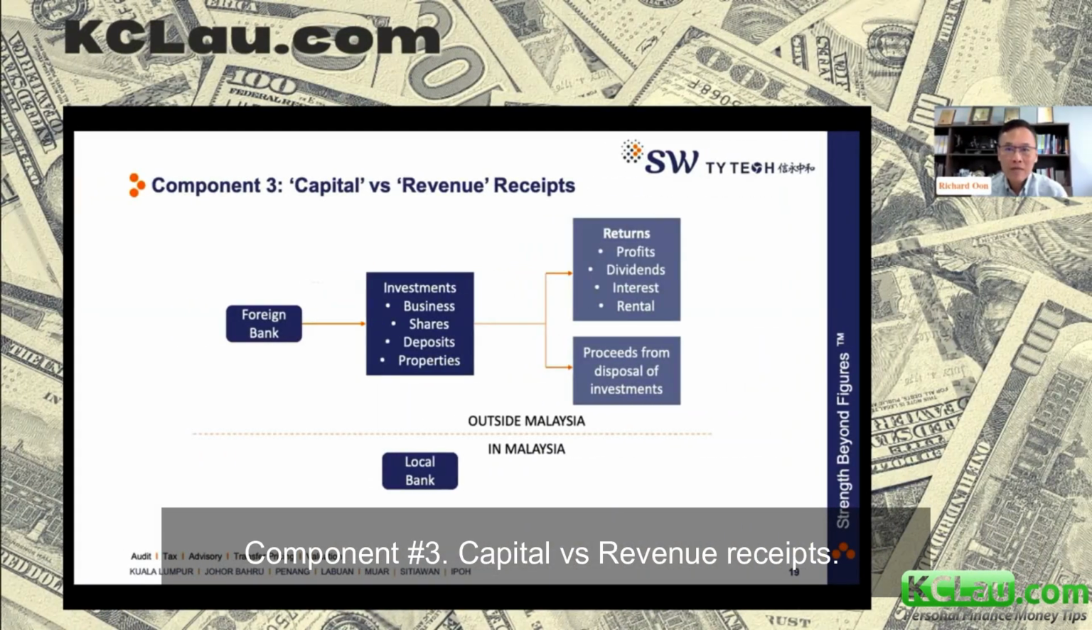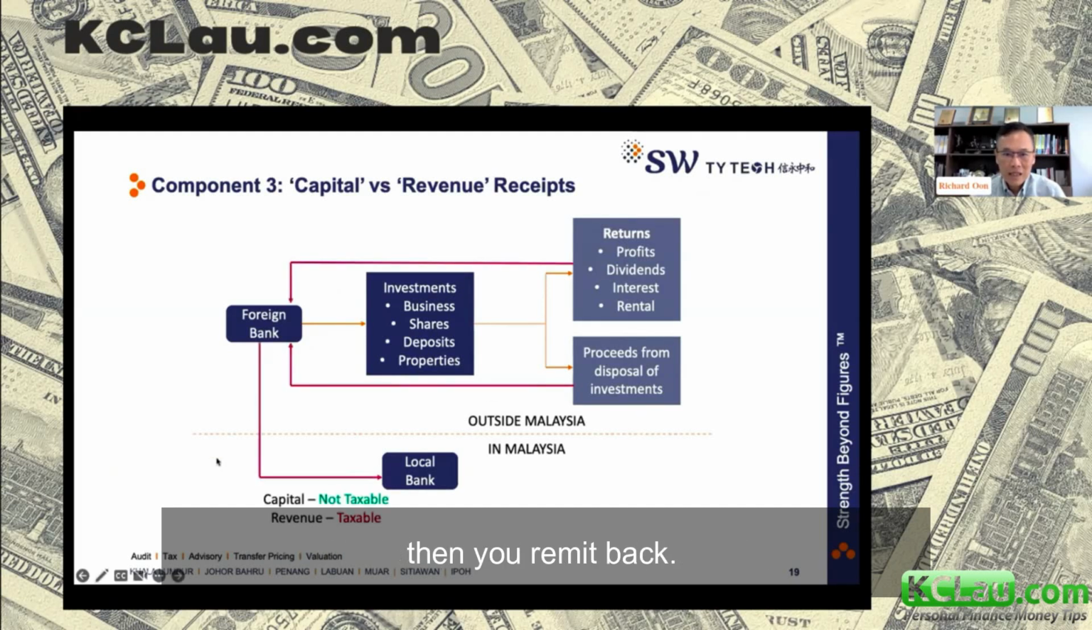Component 3, capital versus revenue receipts. Foreign bank investments, you got returns, got proceeds. Then of course you bank it here, then you remit it back. So once you remit it back, if it's capital, then it's not taxable. But if it's revenue, then it is taxable.